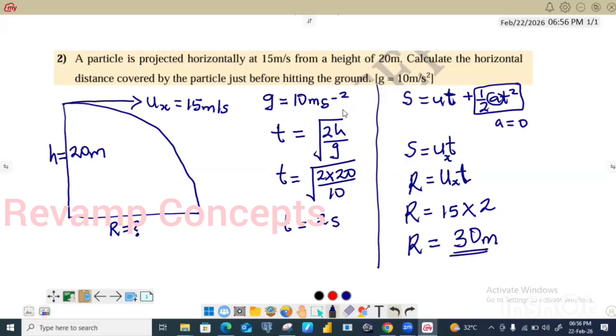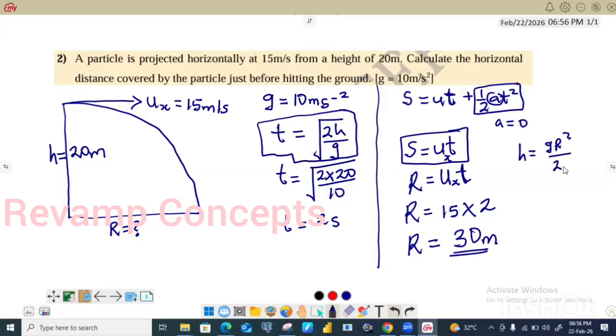So here we only apply two formulas. We first use this one to get our t, and later use this one to get our R. S is the same thing as R because it's horizontal distance. Or you may choose to use the formula H equal to gR square over 2u square, and make R the subject of the formula. You will still get the same answer. The final answer is 30.